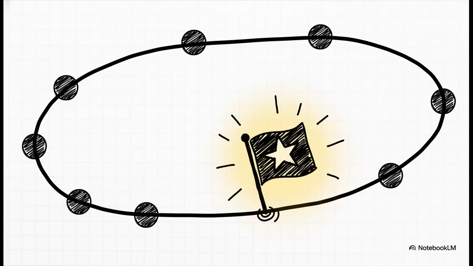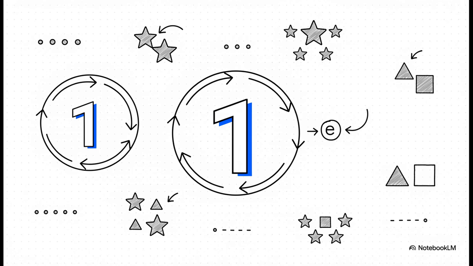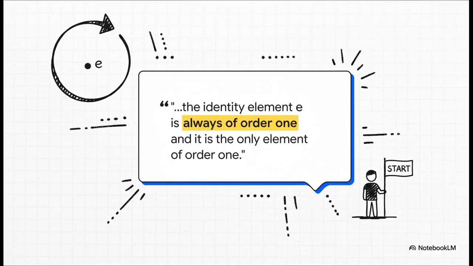All right, let's shift our focus for a second to the starting point itself, or what the textbook calls the identity element. This is sort of the anchor of our whole cycle. And it has one very, very simple rule that makes it unique. The order of the identity element is always, and I mean always, 1. No exceptions, period. And the logic behind this is beautiful in its simplicity. If you're already at the starting point, how many steps does it take to get back to the starting point? Well, just 1. You don't have to do anything. You're already there. It's the shortest possible cycle.